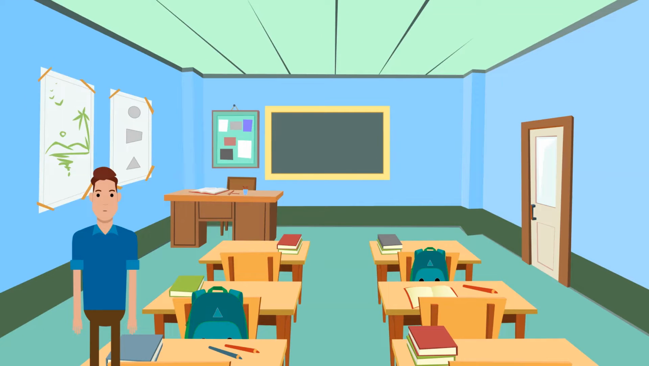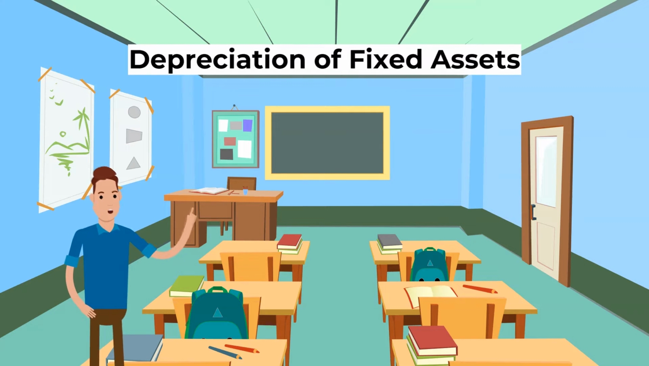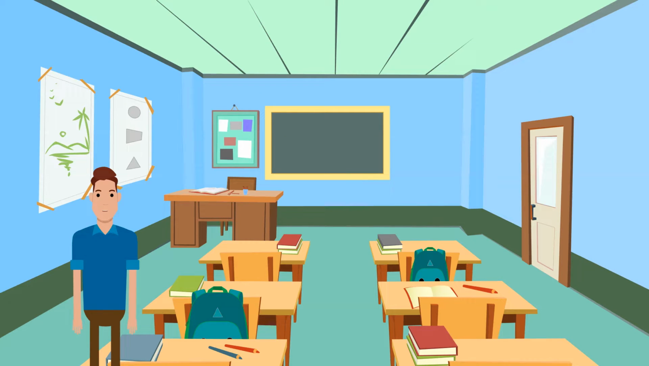Hey everyone. Welcome back to our accounting series. Today, we're talking about an important concept, depreciation of fixed assets. By the end of this video, you'll understand what depreciation is and why it's necessary, the two common methods of calculating depreciation, straight line and reducing balance, and how depreciation affects a company's financial statements. Let's dive in.